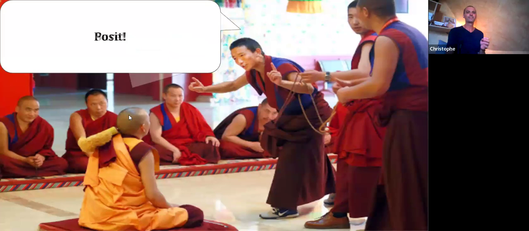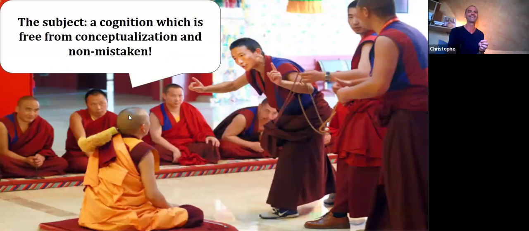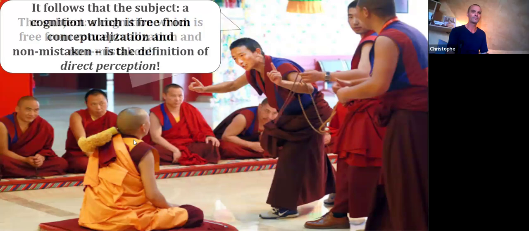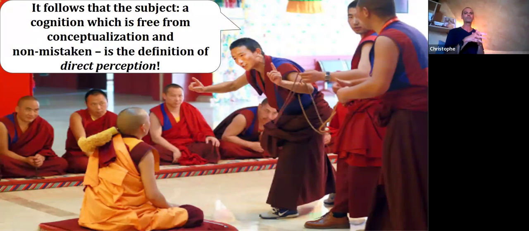Posit the subject, a cognition which is free from conceptualization and non-mistaken. Exactly, we add that, non-mistaken. Okay, it follows that the subject, a cognition which is free from conceptualization and non-mistaken, is the definition of direct perception. Yes, according to Yonzin Purbuchok. Yes, in Tibet House, we would say it's the definition of a valid direct perception.